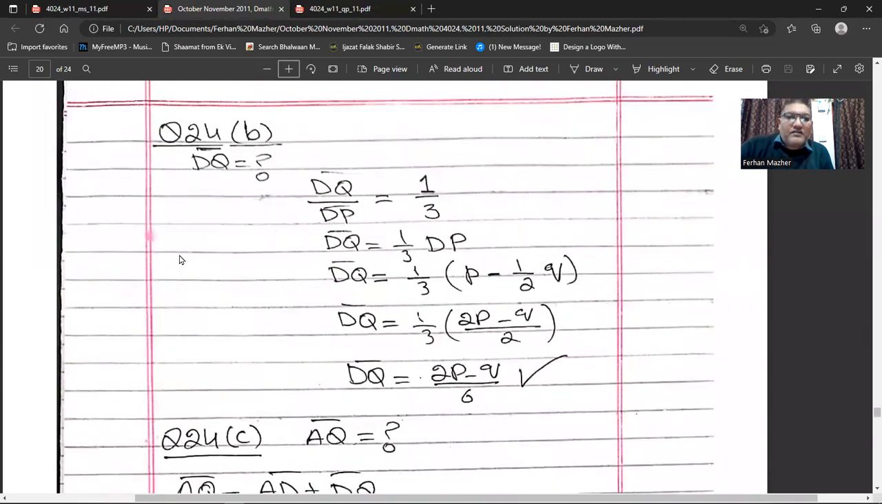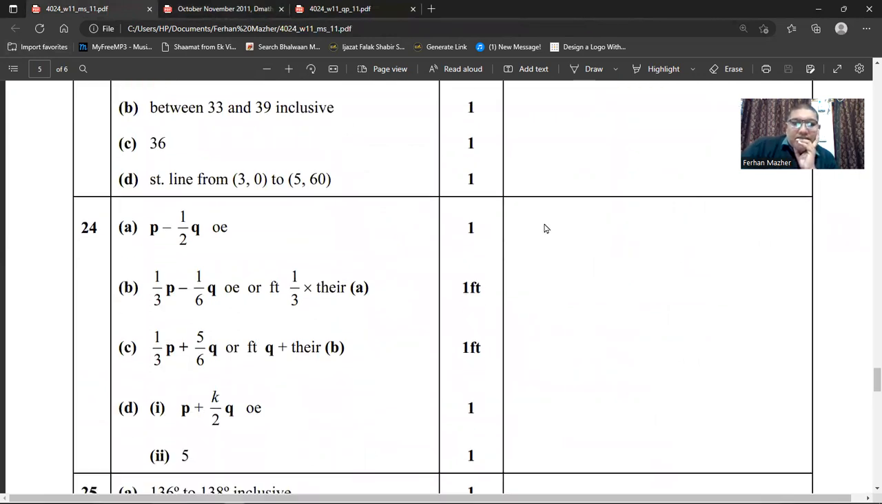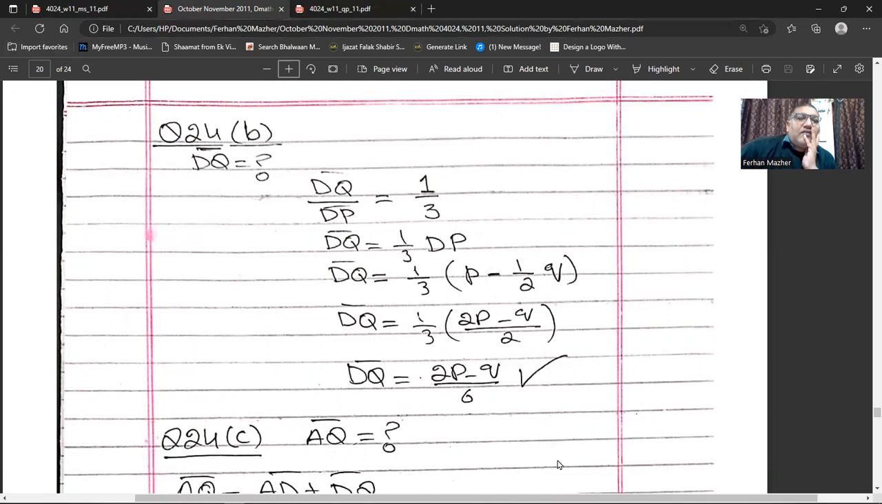So this is how you will find this DQ. Let's check. So it's 1 by 3 p minus 1 by 6 q. When you separate it, it will be 1 by 3 p and minus 1 by 6 q. Yeah, this is the answer. So our answer is right.